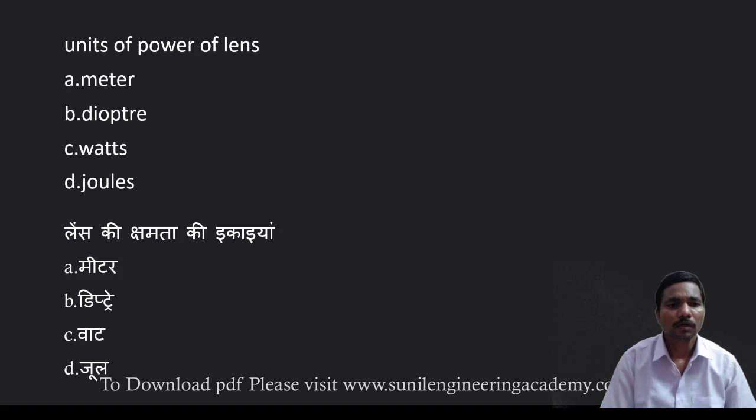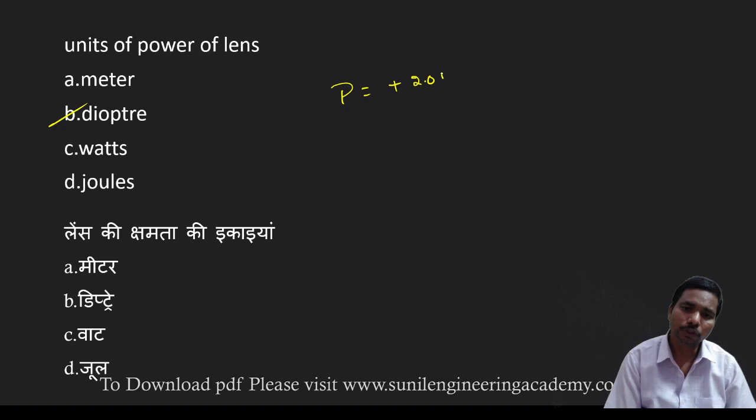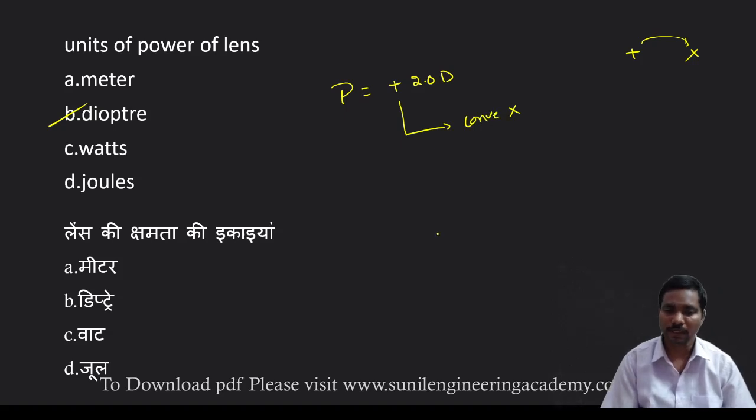Power of lens, you know very well, is diopter. If the doctor has prescribed power as plus 2.0 D, what is this plus indication? If you rotate the plus, you will get X, that is convex. That is a simple remembering trick. If they are asking focal length, it is 1 by power, so 1 by 2, that is 0.5. So that is the focal length.